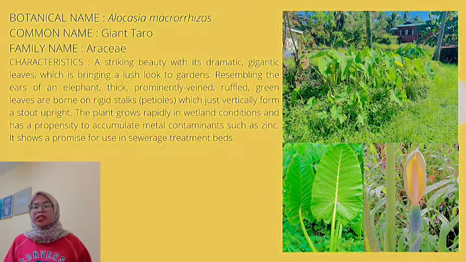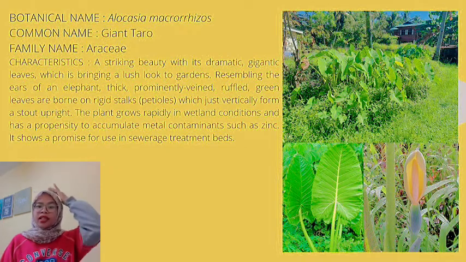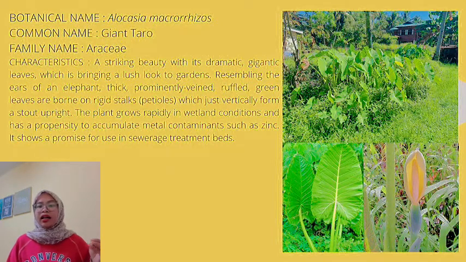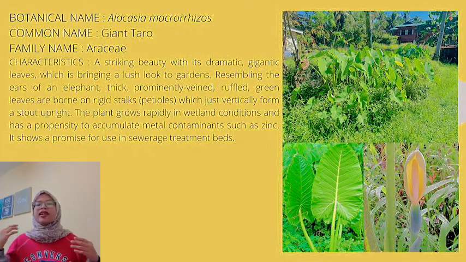The second species that I found in this aquatic plants is Alocasia macrorrhizos. It is mostly known as giant taro, and this plant comes from the family of Araceae. For the characteristic, this plant is known as a striking beauty with its dynamic, gigantic leaf, which is bringing a large look to gardens. It is resembling the ears of an elephant.